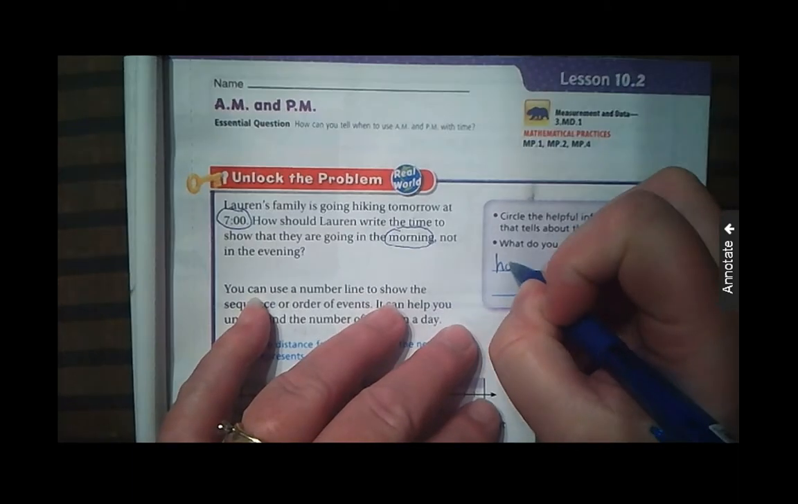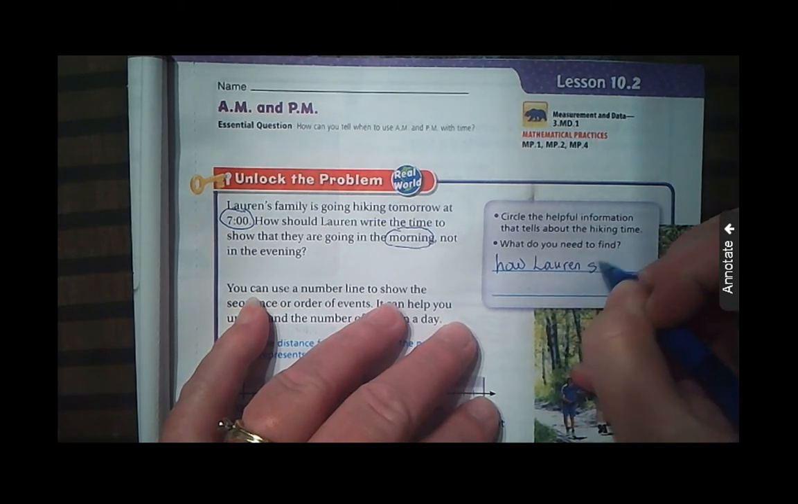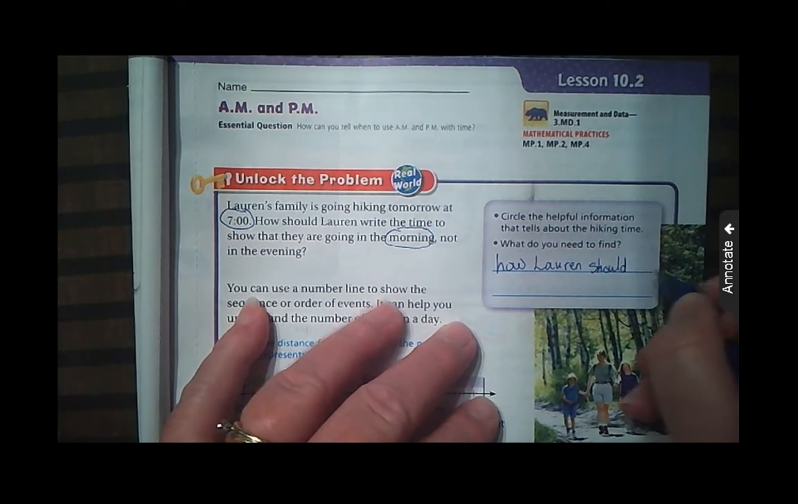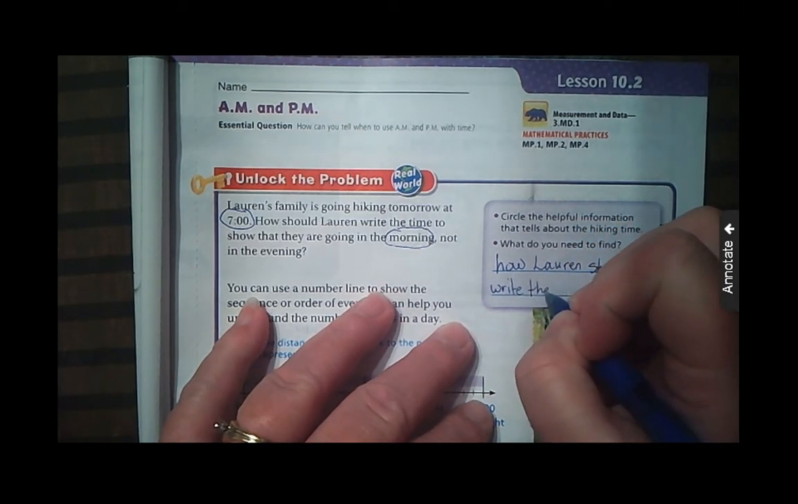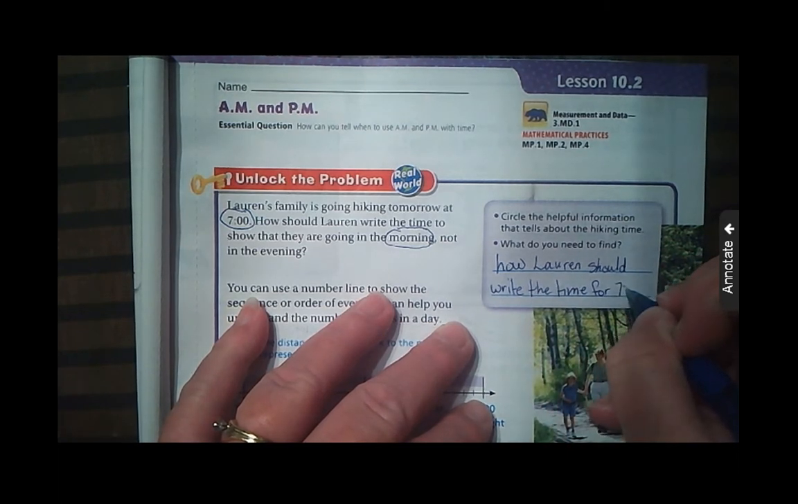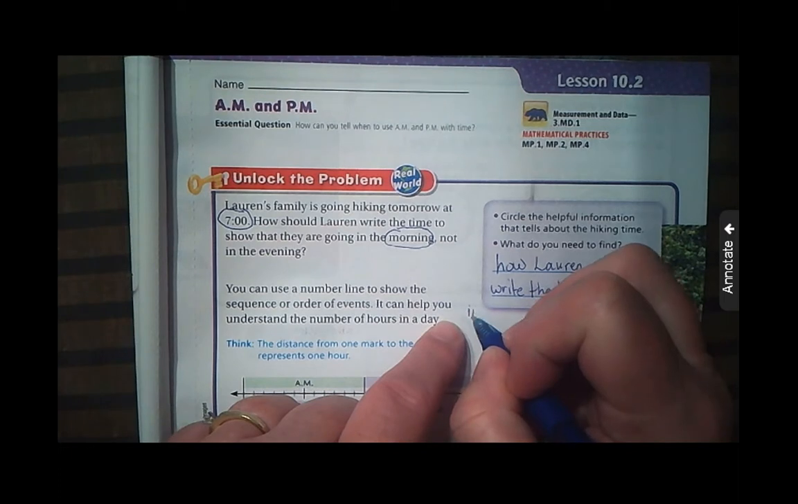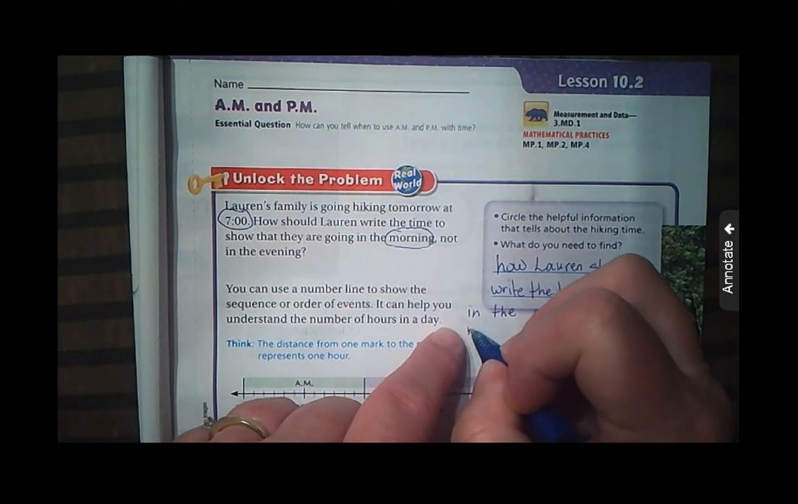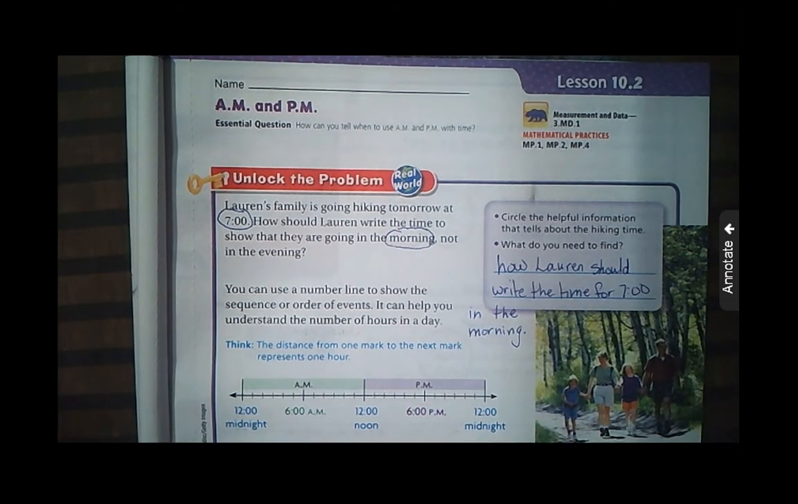So how Lauren should write the time for 7 o'clock in the morning. Now, see, I write big, so I'm going to have to squeeze it down here. I've always written big. How Lauren should write the time for 7 o'clock in the morning.